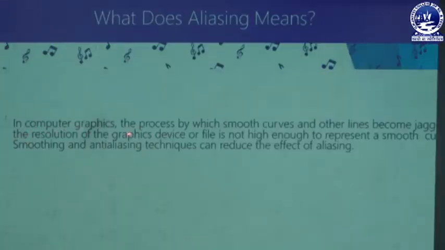In computer graphics, aliasing is the process by which smooth curves and other lines become jagged, because the resolution of the graphics device or file is not high enough to represent a smooth curve. Smoothing and anti-aliasing techniques can reduce the effect of aliasing. Aliasing is created when a realistic image cannot be displayed accurately on the output screen. The jagged pictures created from the realistic images are called aliasing.